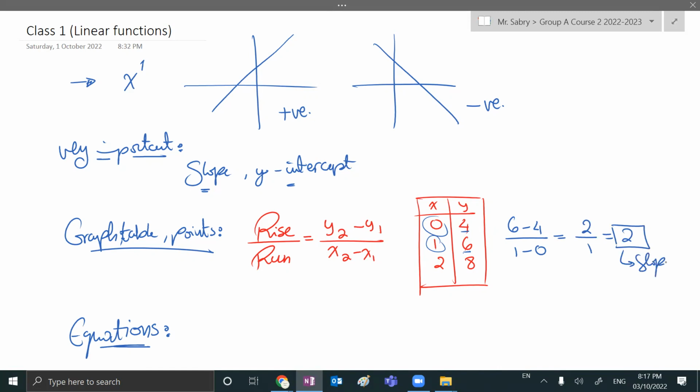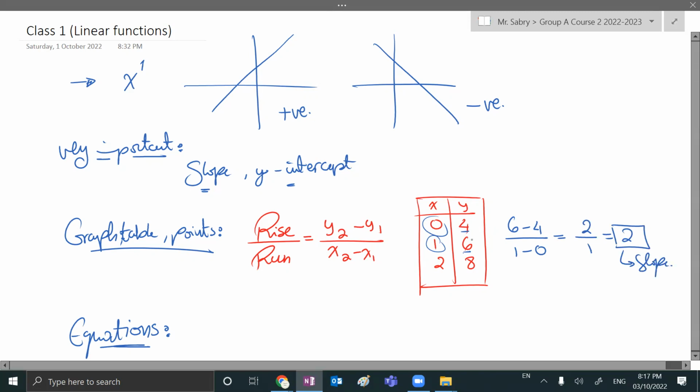This is my slope. It could be, as I told you, given as a table, or it could be given as points. They can write the points for you this way, 0 and 4, 1 and 6. Find the slope. Still, y2 minus y1 over x2 minus x1.